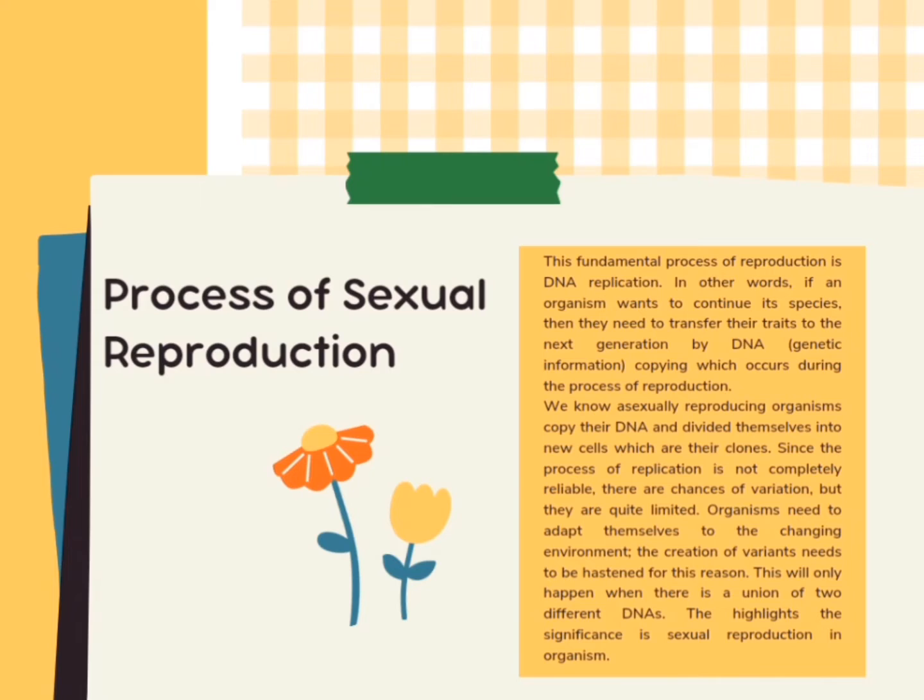Organisms need to adapt themselves to the changing environment. The creation of variants needs to be hastened for this reason. This will only happen when there is a union of two different DNAs. That highlights the significance of sexual reproduction in organisms.